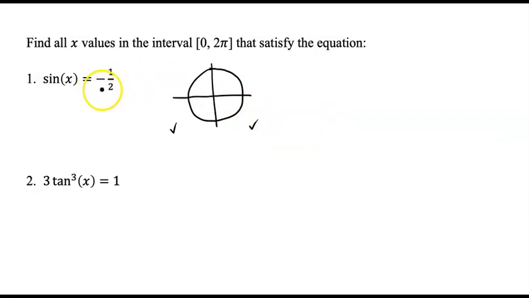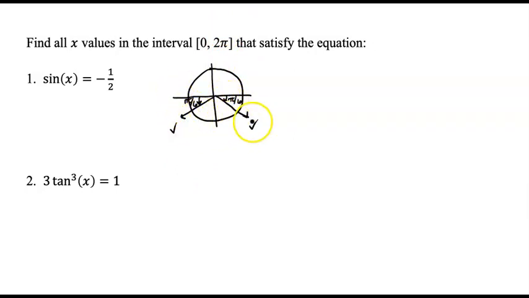And I know that I have a sine of 1/2 at the reference angle of pi over 6. So I know that if I go down pi over 6, my sine will be 1/2. And if I go down pi over 6 over here, again, I will have a sine of 1/2.